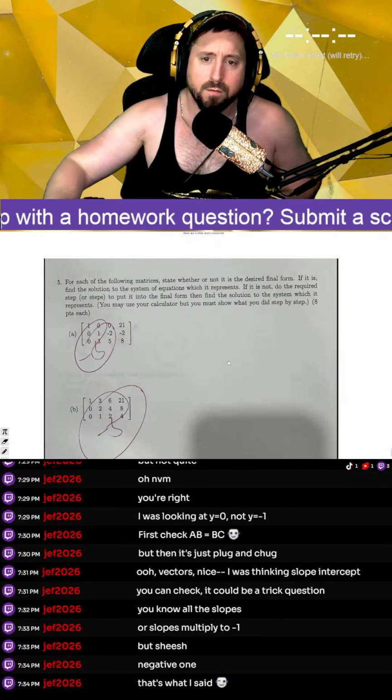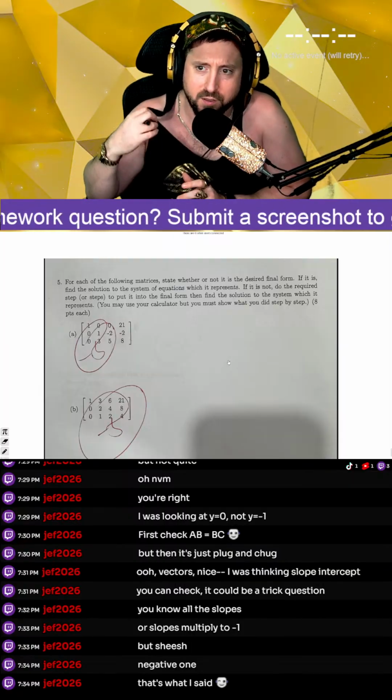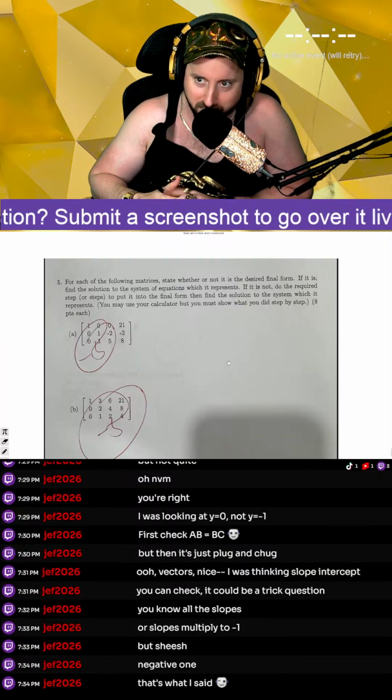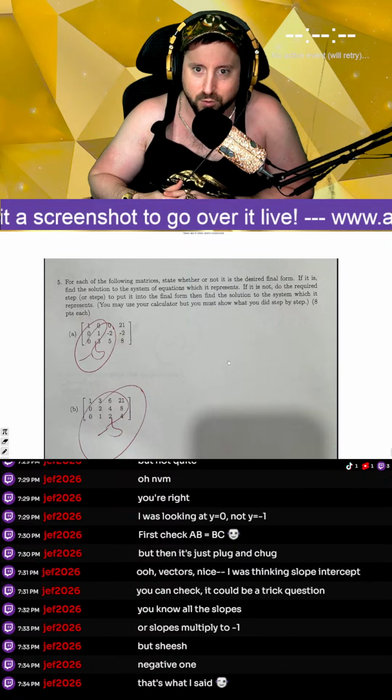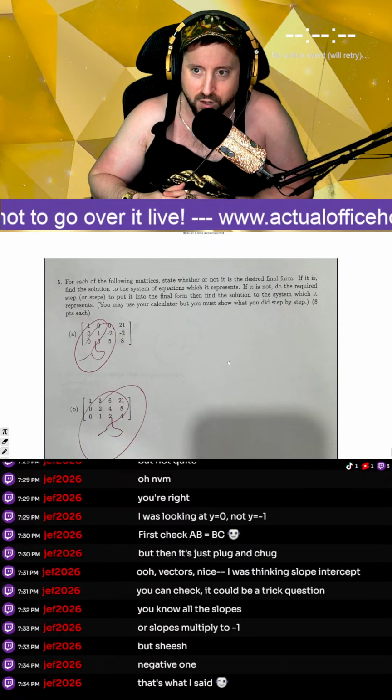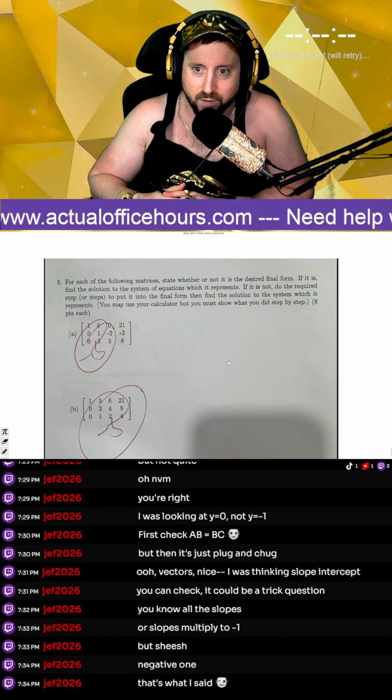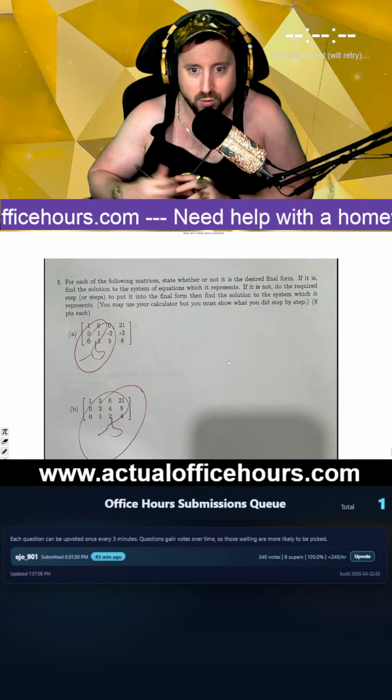Okay. For each of the following matrices, state whether or not it is in the desired final form. What's my final form? If it is, find the solution to the system of equations which it represents. If not, do the required steps to put it in the final form, and then find the solution. You may use your calculator, but you must show what you did step by step.